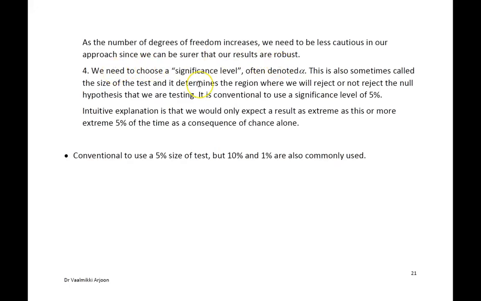And we also need to choose a significance level denoted as alpha. This is sometimes called the size of the test. Normally you would use a significance level of 5%, but in practice it's 1%, 5%, 10%. If the test statistic is greater than the 5% critical value, then we could denote that it is statistically significant.